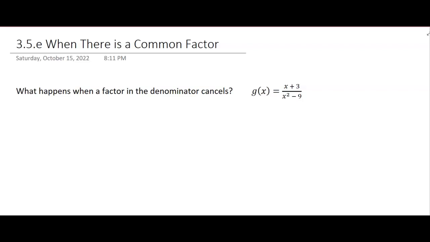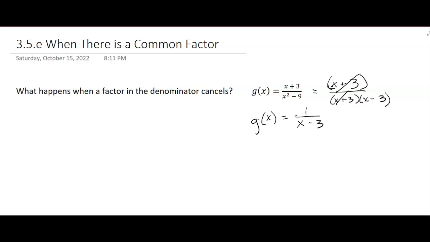So what happens when a factor in the denominator cancels? So we talked about this situation a little bit. We said, well, this is equal to x plus 3 over x plus 3 times x minus 3. And we said, well, those factors are the same, so they can cancel. So now we have rewritten our function to be 1 over x minus 3.